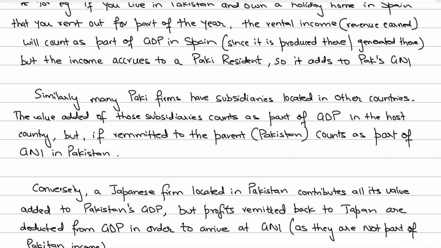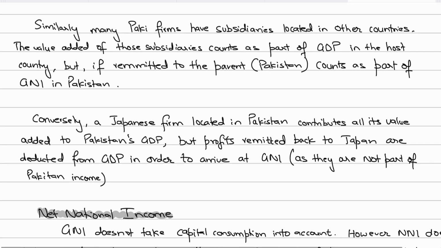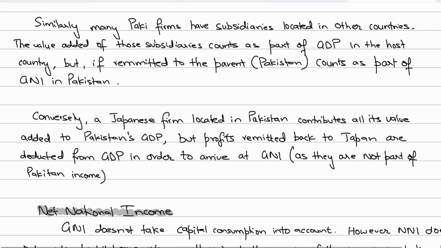When I've written here, it adds to... oh yeah, I've written it adds to Pakistan's GNI, so it will be added to Pakistan's GDP to arrive at Pakistan's GNI. Okay. Anyways, a lot of Pakistani firms as well own subsidiaries, that is branches located in other countries, and the value added of those subsidiaries counts as part of GDP in the host country, meaning the country that is hosting those Pakistani branches.